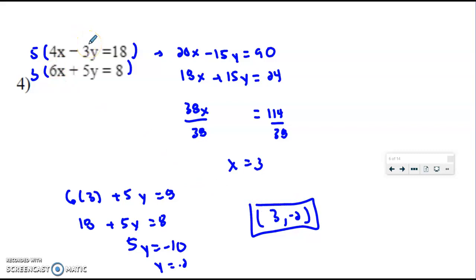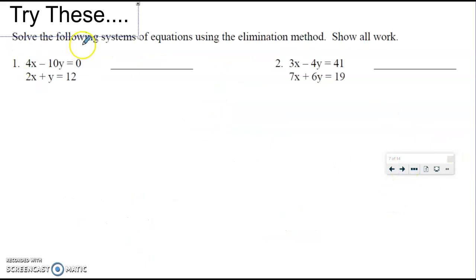Okay? So what I'm going to ask you guys to try to do is try these, which is on the same page, looking at finishing up page 2 of the notes. So I'm going to ask you guys to try 1 and 2. We'll talk about them when I see you next.